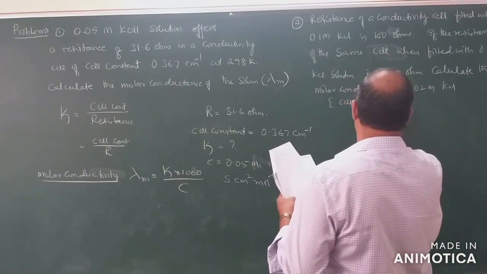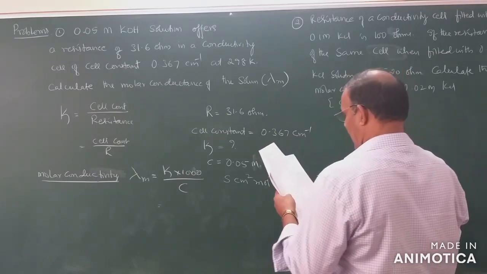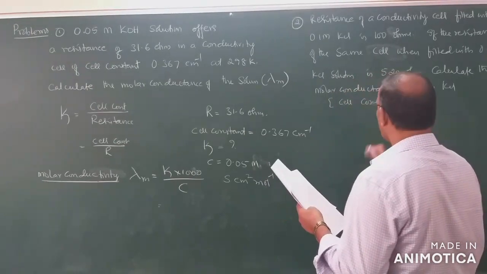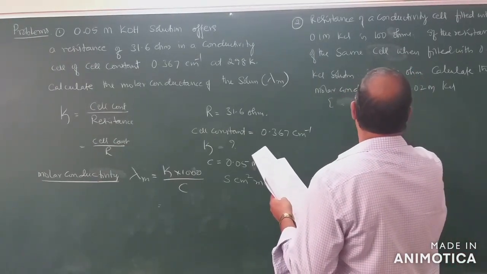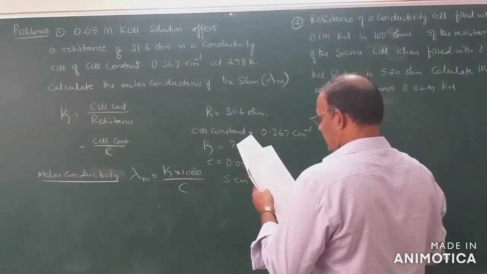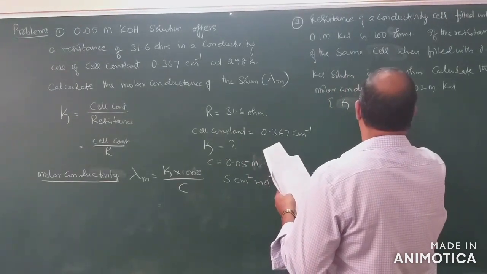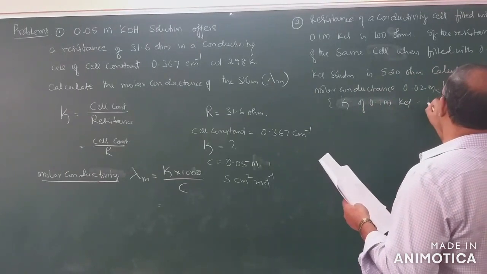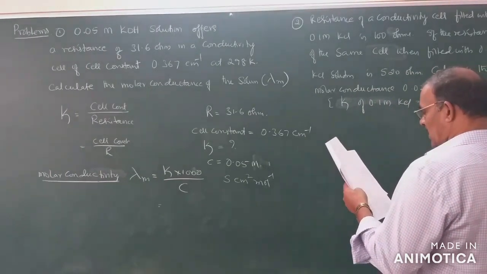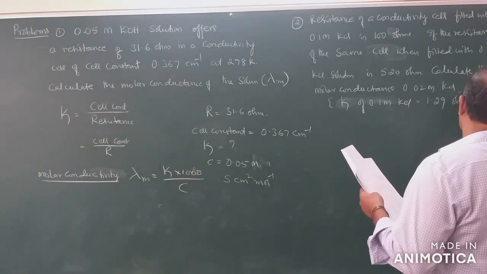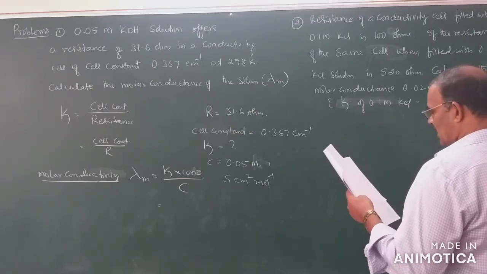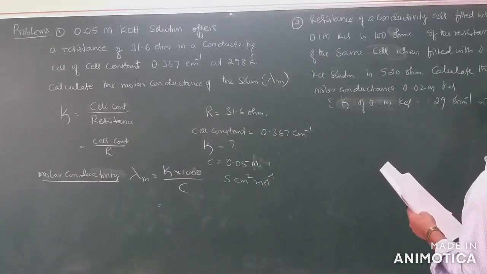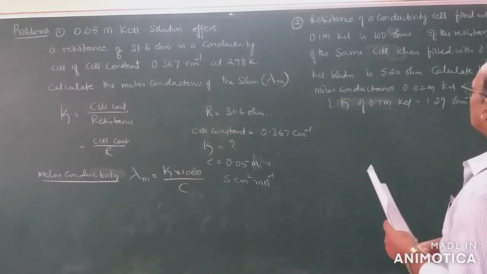Cell constant equals cell constant. Specific conductance kappa of 0.1 molar KCl equals 1.29 ohm minus 1 meter minus 1. So this is the problem.